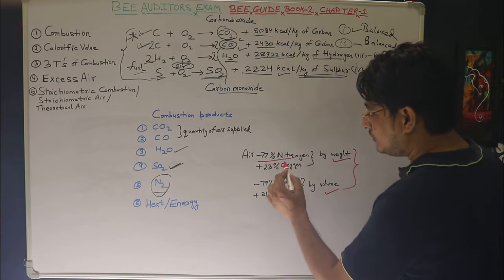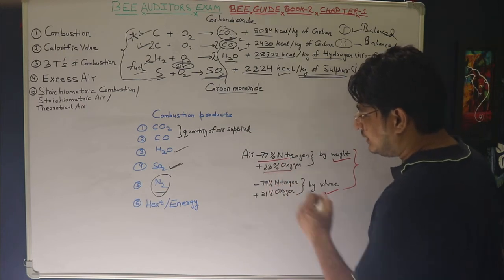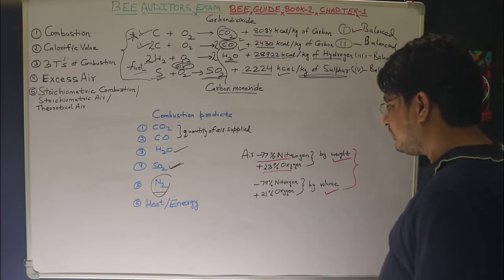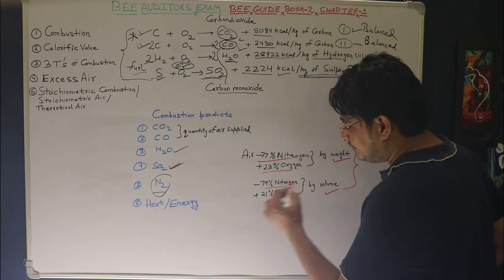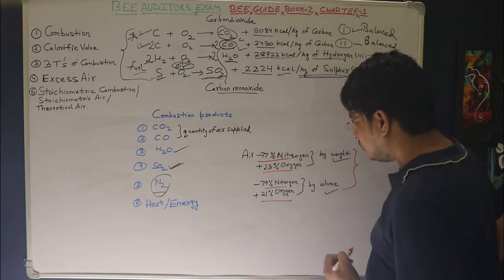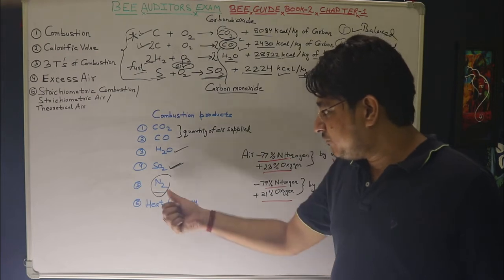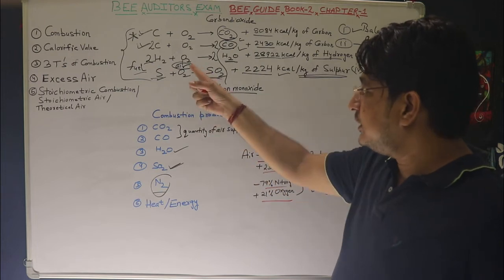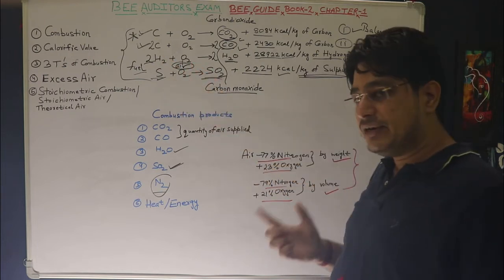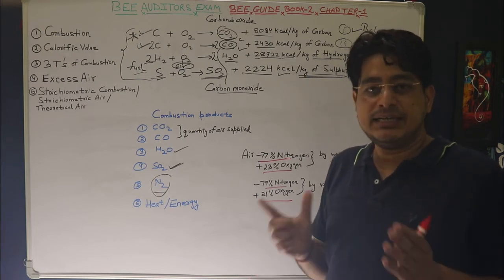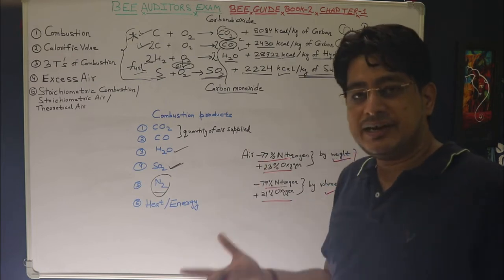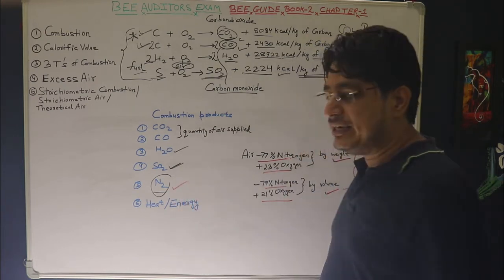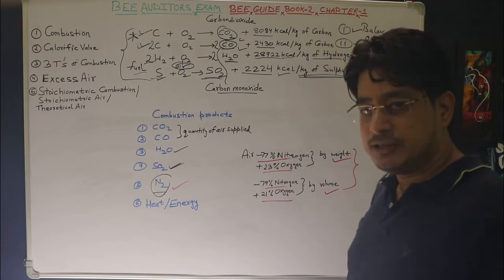So remember, air consists of 77% nitrogen and 23% oxygen by weight. But when you are considering the volume of air, then you will say the air contains 79% nitrogen and 21% oxygen. Now it is very clear where you get this nitrogen. From the air which you have supplied, the oxygen will be used in the combustion, and what will remain? The nitrogen will remain as such, because you are not using nitrogen in any of these reactions. So accordingly you will have nitrogen as one of the combustion products.